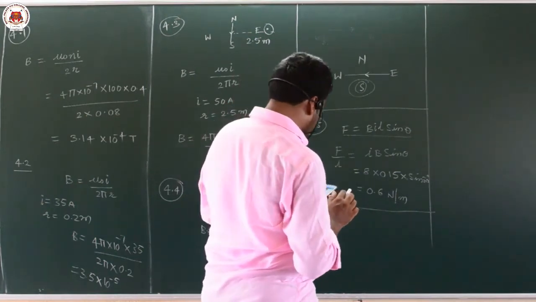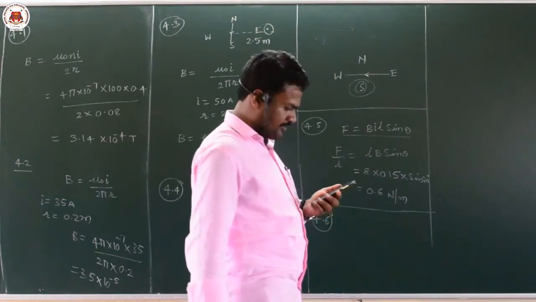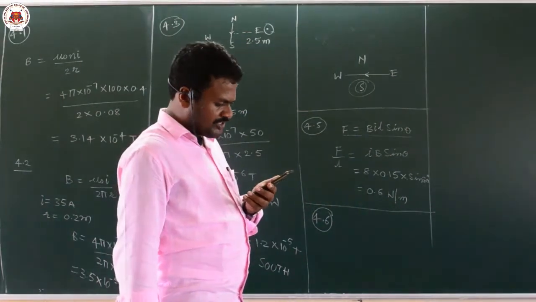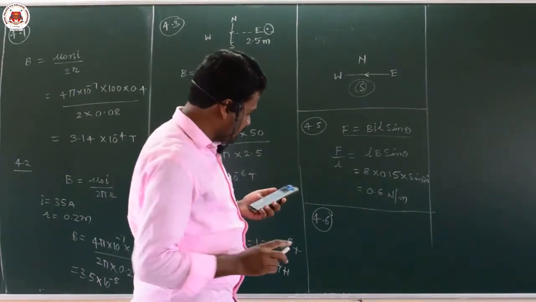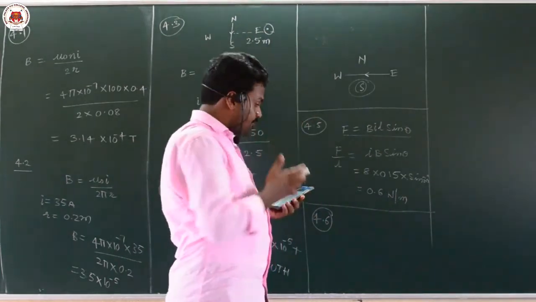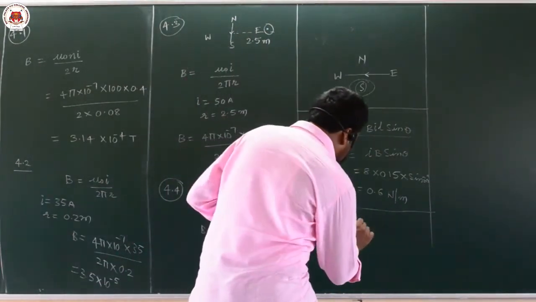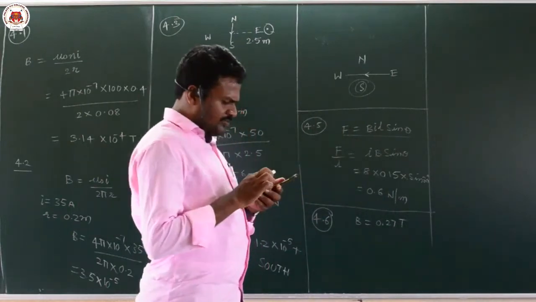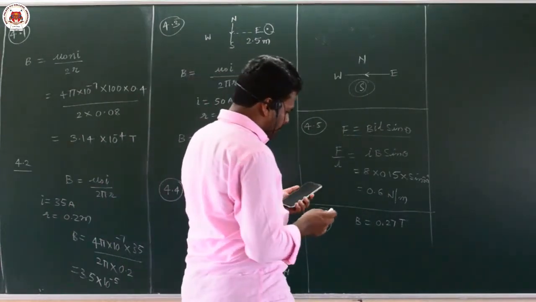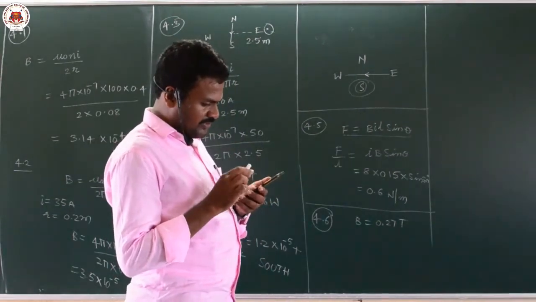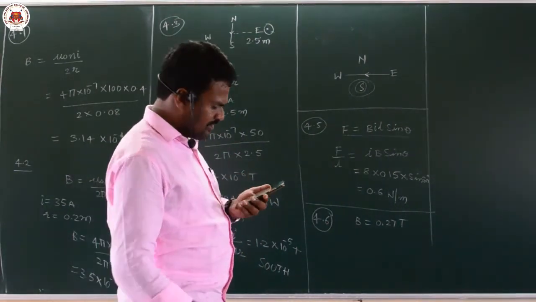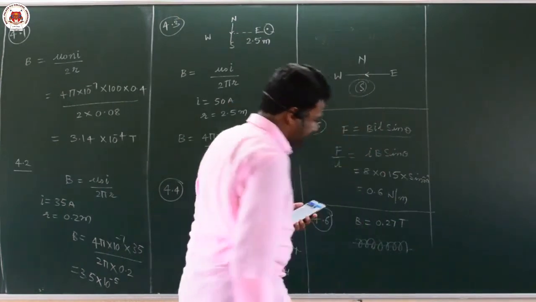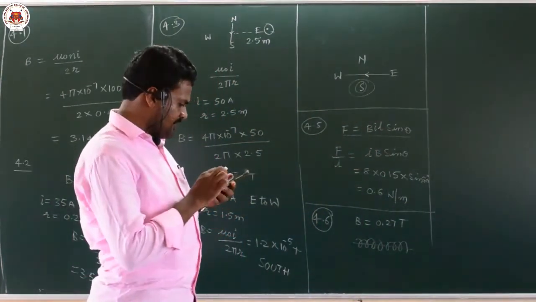A 3 centimeter wire carrying a current of 10 amperes is placed inside a solenoid perpendicular to its axis. The magnetic field inside the solenoid is given as 0.27 Tesla. This is the magnetic field of the solenoid, and inside the solenoid we kept a wire. What is the magnetic force on that wire?